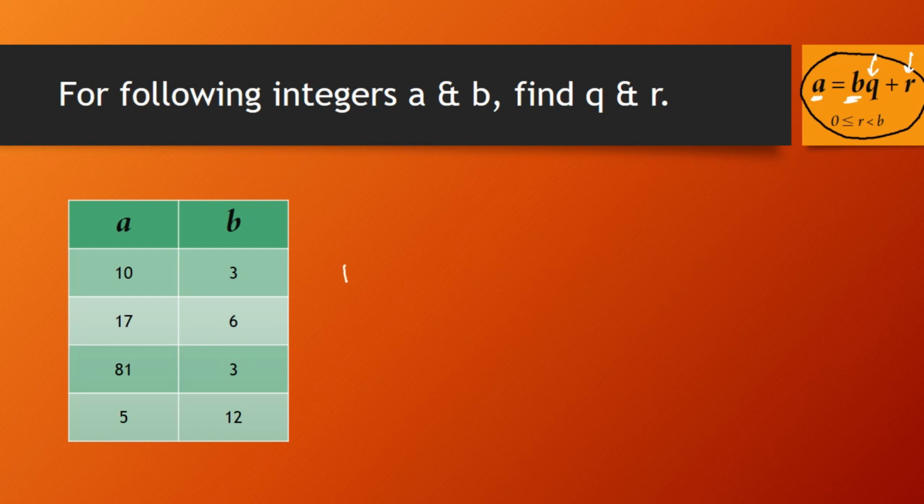Now 10 can be expressed as 3 times. Let us read out the multiplication table of 3. 3 times 1 is 3, 3 times 2 is 6, 3 times 3 is 9. And when I multiply 3 by 4, 3 times 4 will be 12, which will be greater than 10. So I have to multiply 3 by 3. 3 times 3 is 9. What shall I add to get 10? I will add 1. Now this is the value of a, this is the value of b. It means our quotient is 3 and our remainder is 1.